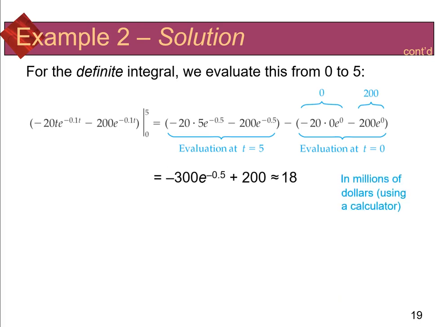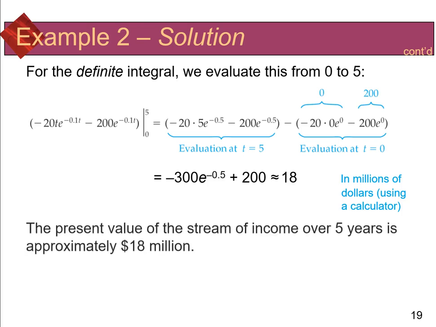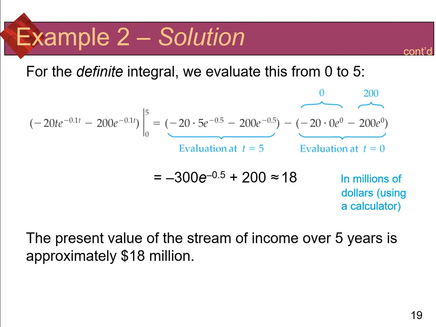So I get negative 300 e to the negative 0.5 plus 200, which is about equal to 18. They probably round it off a bit. So basically, what's going on here is the present value of this is about $18 million.